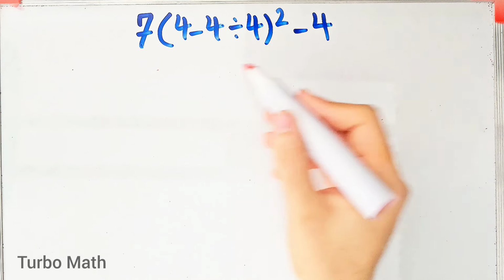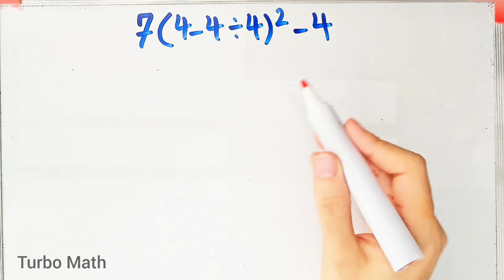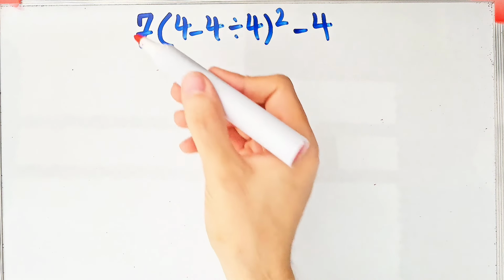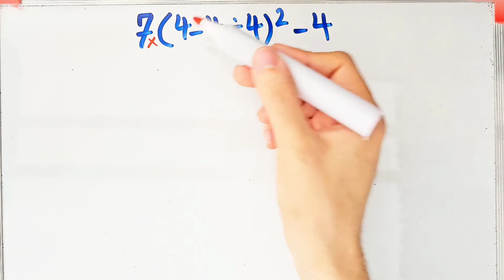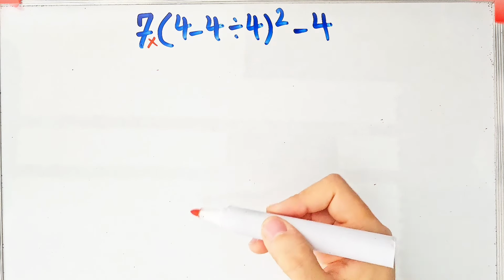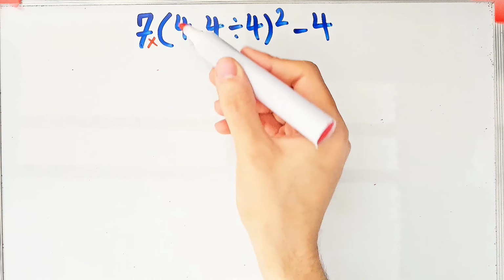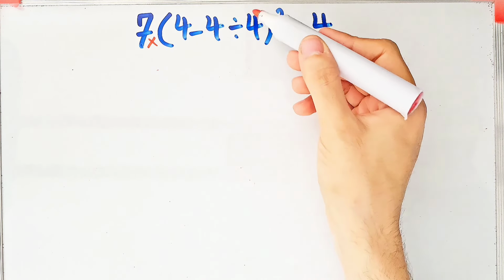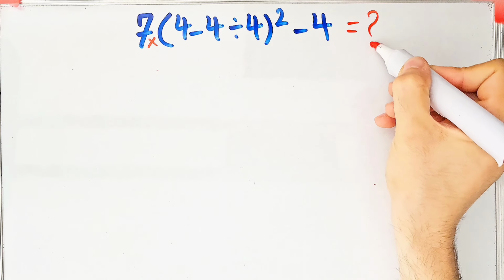Many people when they see this question, they don't know which operation to do first. So they often make a mistake. In this question we have multiplication, parentheses, subtraction, division and exponent. The question is 7 times open parentheses 4 minus 4 divided by 4, then all of them to the power of 2 minus 4. What is the answer of this question?